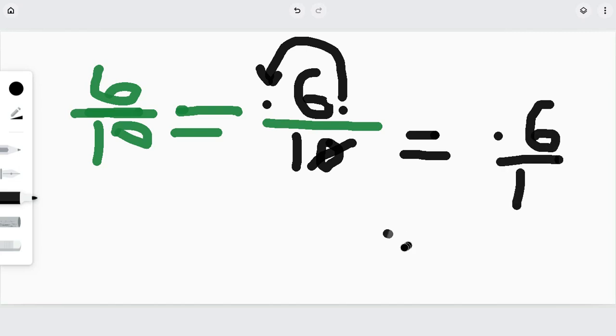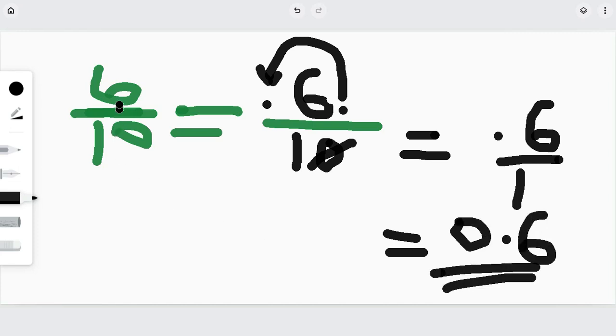Now when you see a question like this, 0.6 over 1 doesn't make any sense, so you can easily change it to 0.6. Now whenever you're asked to change a number like 6 over 10 to decimal, the answer will be 0.6 because you are going to shift the decimal point one time. So that is the first question.